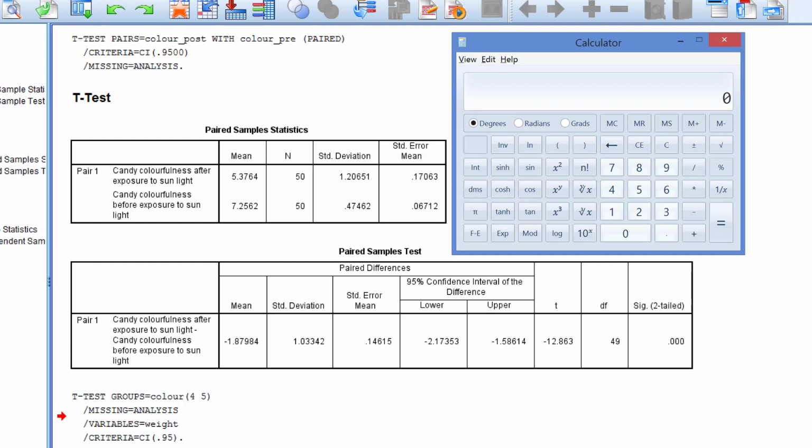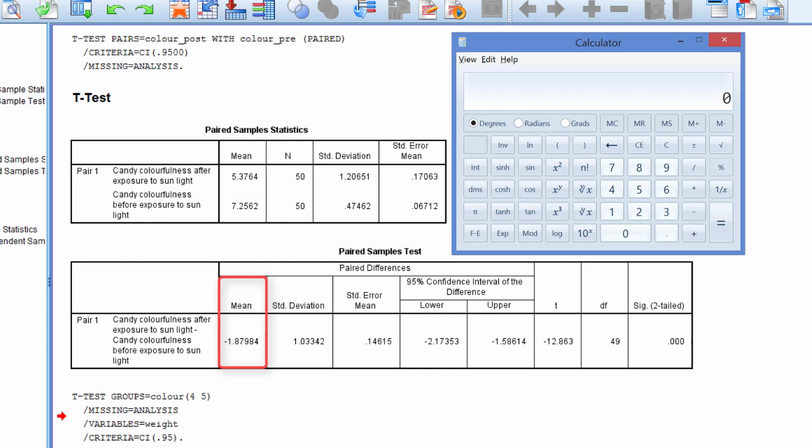Our second test is a paired samples t-test. I compare candy colorfulness after exposure to sunlight to colorfulness before exposure. Colorfulness has clearly gone down in our sample from 7.3 to about 5.4. So there is a difference of about 1.9, and this difference is reported in the column mean in the paired samples test table.